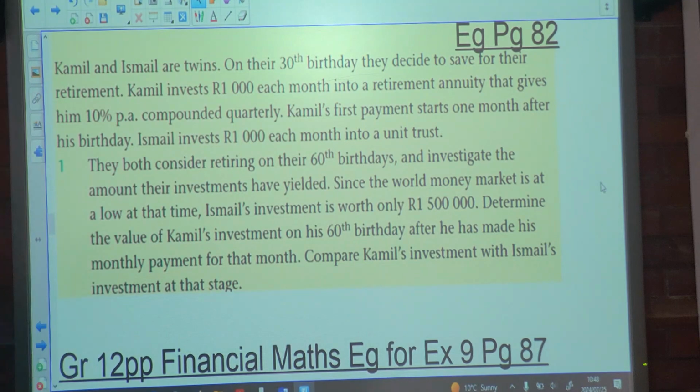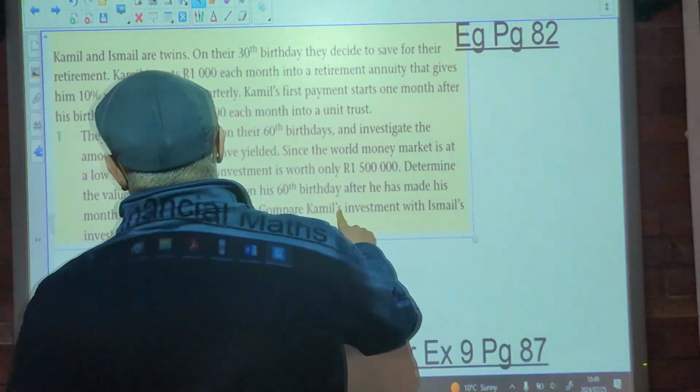His brother Ismail invests 1,000 each month into a unit trust. They both consider retiring at the age of 60, so it's 30 years from now, and investigate the amount the investments have yielded, which means what they have for return. Since the world money market is at a low at this time, Ismail's investment is worth 1.5 million. Determine the value of Kamil's investment on his 60th birthday after he has made his monthly payment for that month, which again is in line with that formula. Compare Kamil's investment with Ismail's investment at that stage. So the one is given while the other one needs to be calculated.